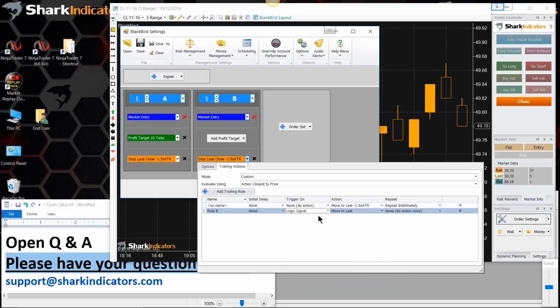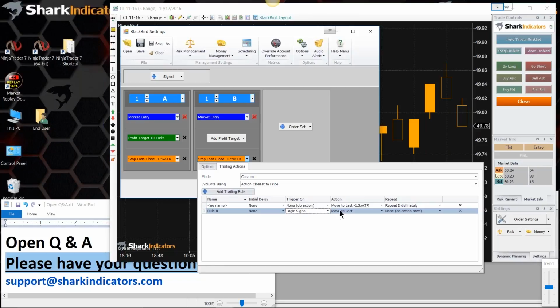So we'll leave it like that. Okay, so now we've got our BloodHound signal set up in our trigger event here. The next thing is the action.